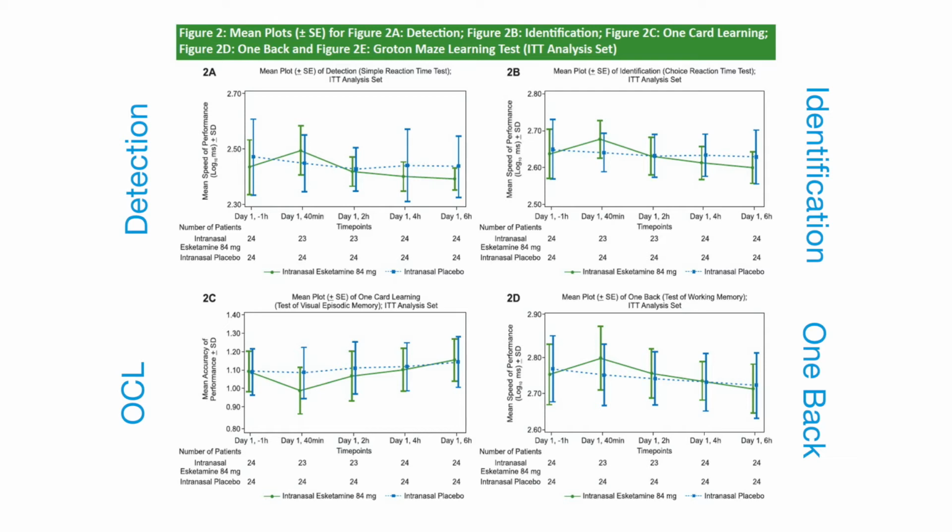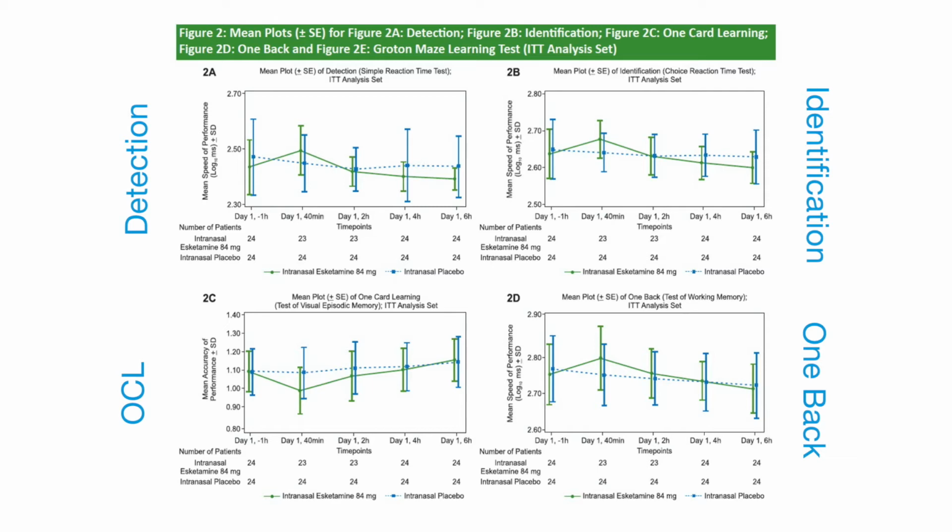So we can see that the blue lines are relatively flat across the assessments. So the placebo doesn't seem to be having an effect on cognition. However, when we look at intranasal esketamine, we can see that it's quite similar to placebo at baseline, but there is a decline evident across each of these tests at the 40-minute post-dose assessment.